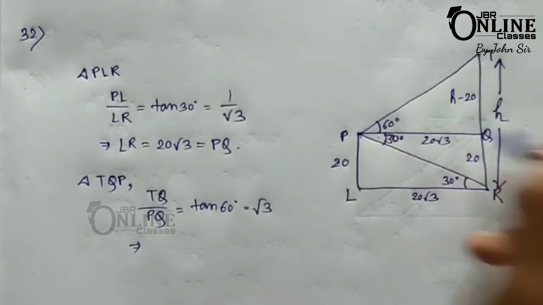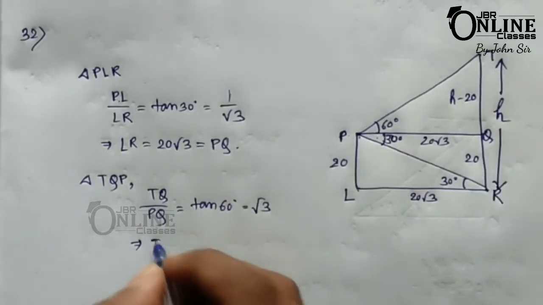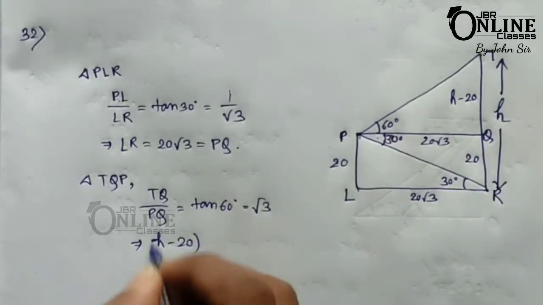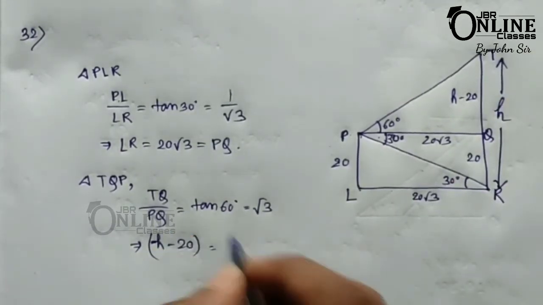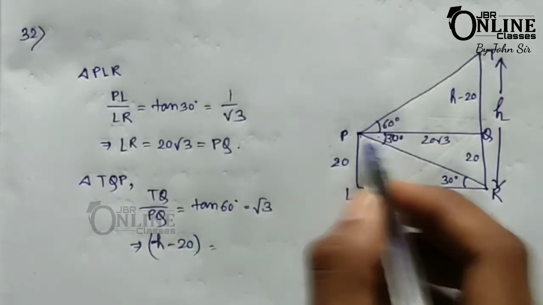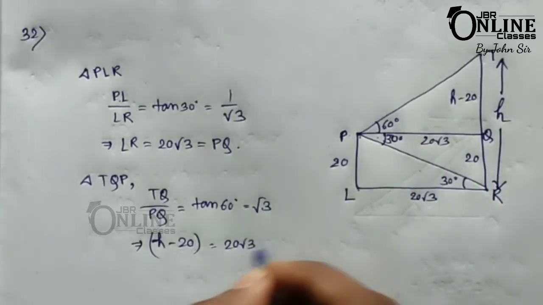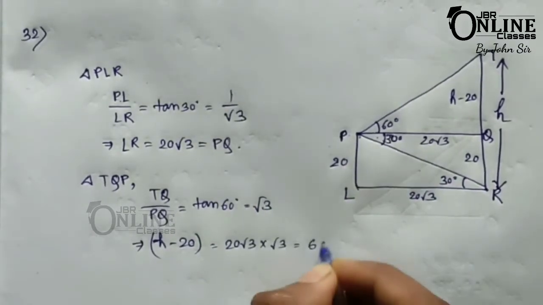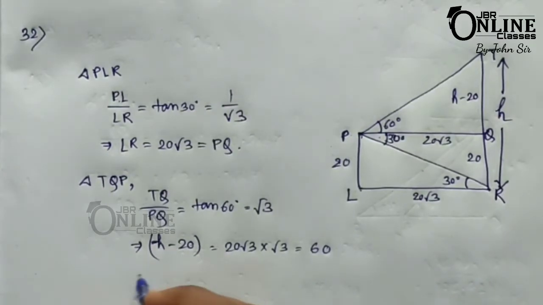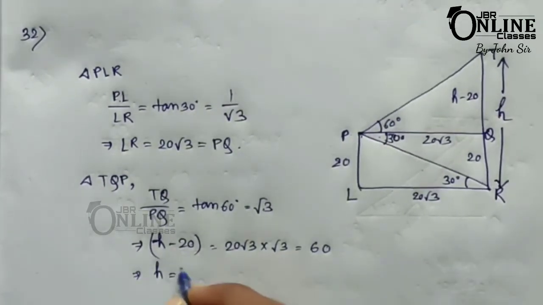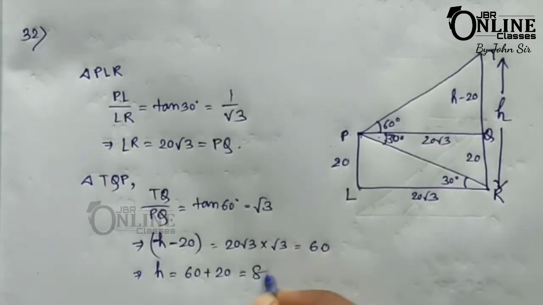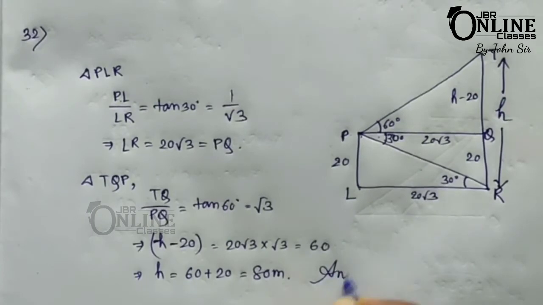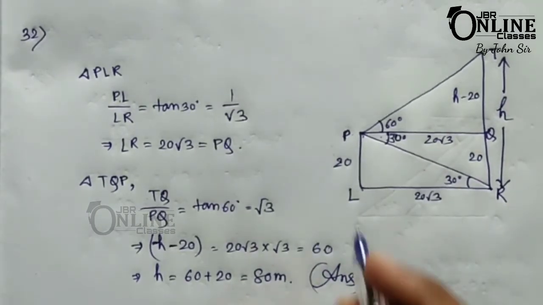So the value of TQ equals h minus 20, as h is the height of the tower, and that equals PQ into root 3. Now the value of PQ equals 20 root 3. So 20 root 3 into root 3 equals 60. So finally h minus 20 equals 60, so the minus 20 goes over there. So 60 plus 20 equals 80. So 80 is the height of the tower, and that is the answer.